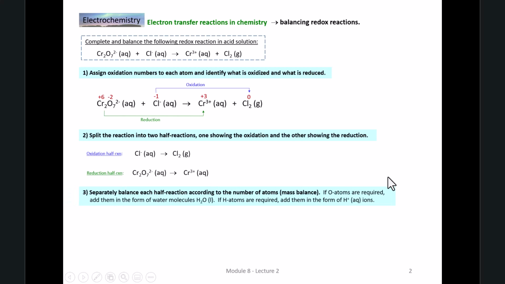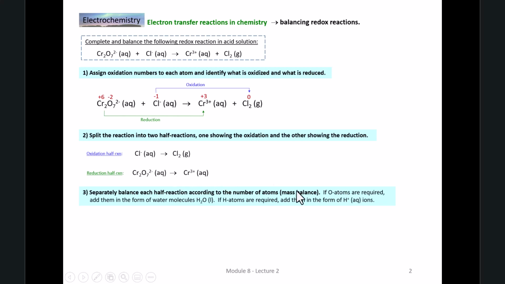Now what we're going to do is separately treat each half reaction and get each half reaction balanced. The first thing we're going to do is balance each half reaction according to the number of atoms. In other words, do a mass balance. You already see that there could be a problem because in the reduction half reaction, how are we going to balance this when oxygen's completely disappeared from the right side of the arrow?